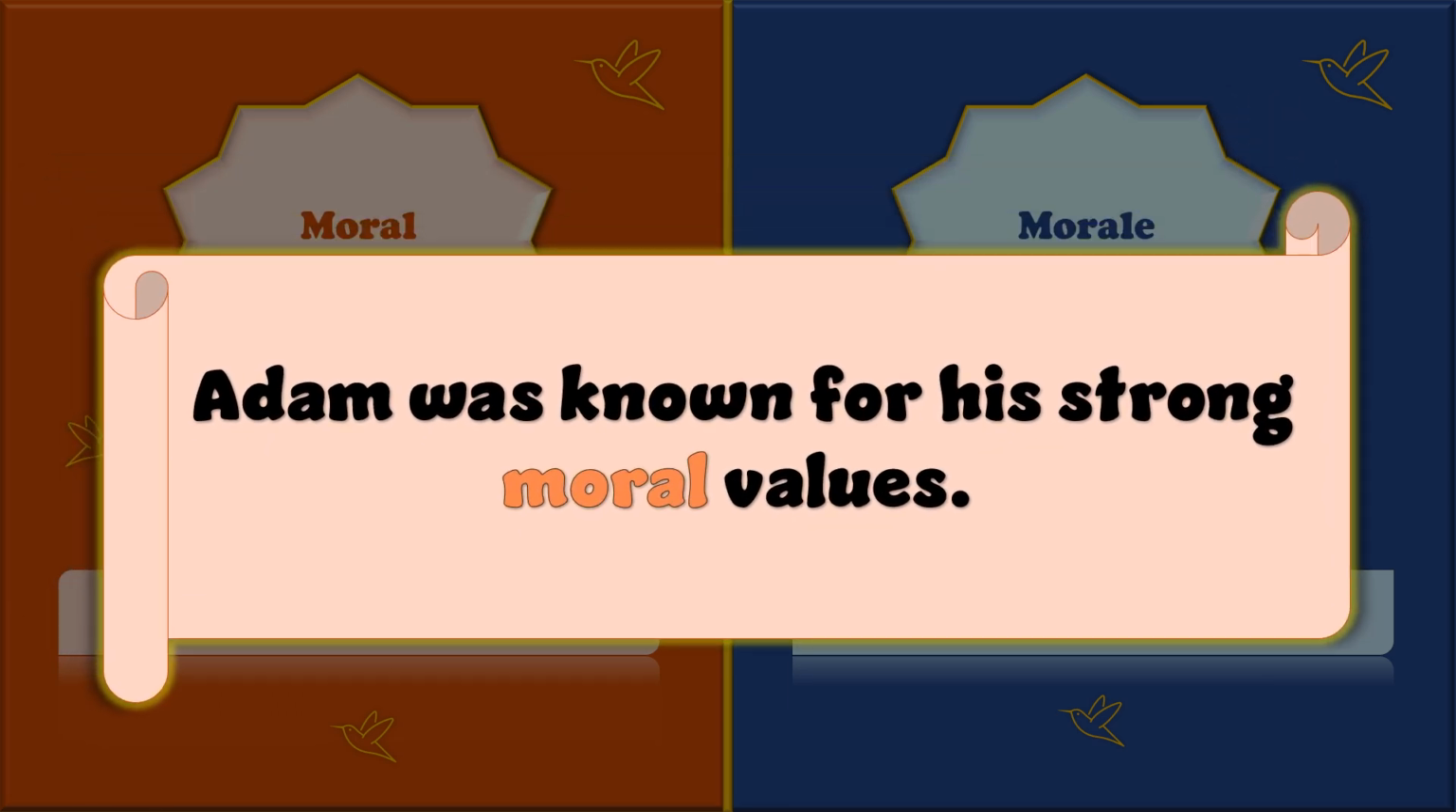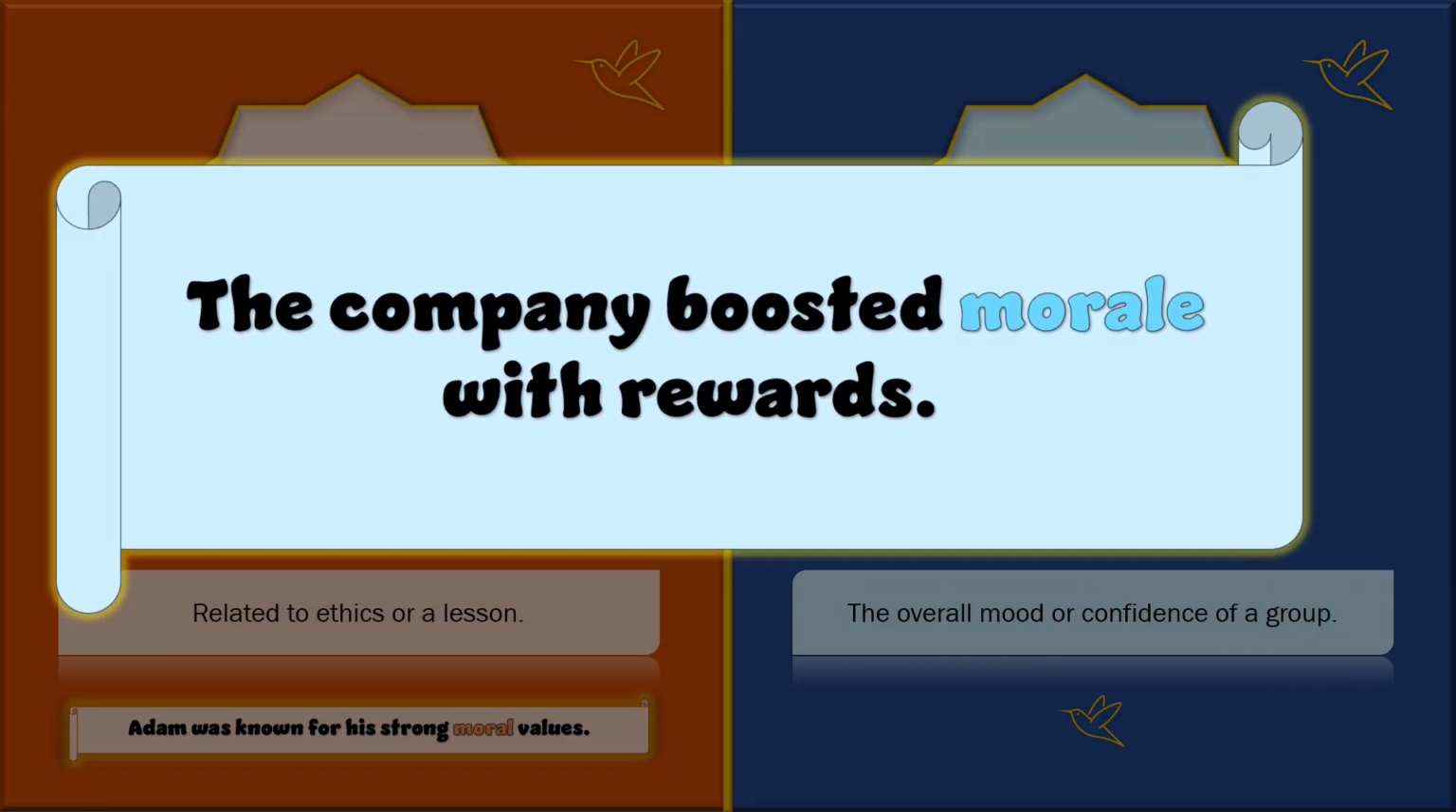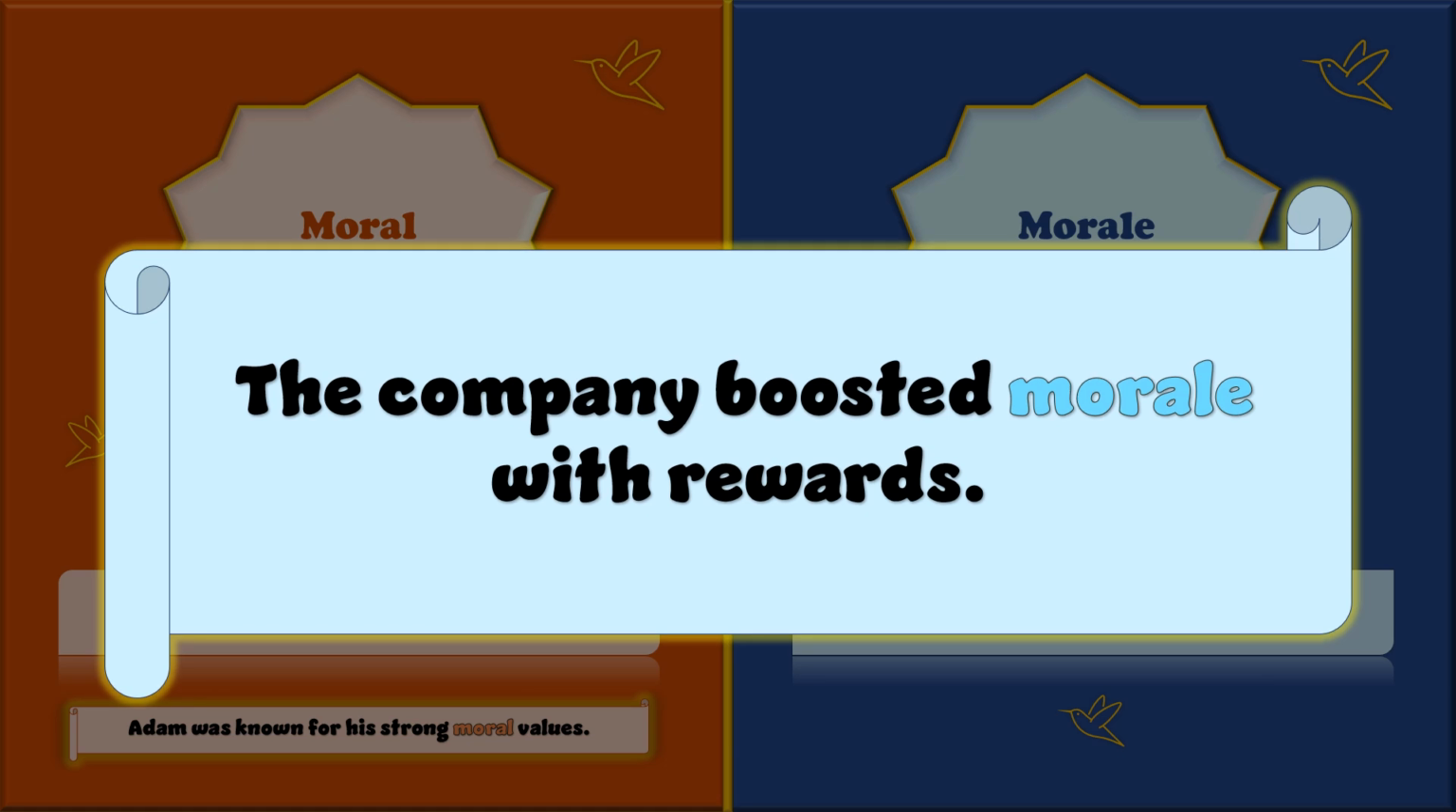Read each example sentence carefully, paying attention to the context. Notice how spelling and pronunciation match the intended meaning in each sentence. Adam was known for his strong moral values. The company boosted morale with rewards.